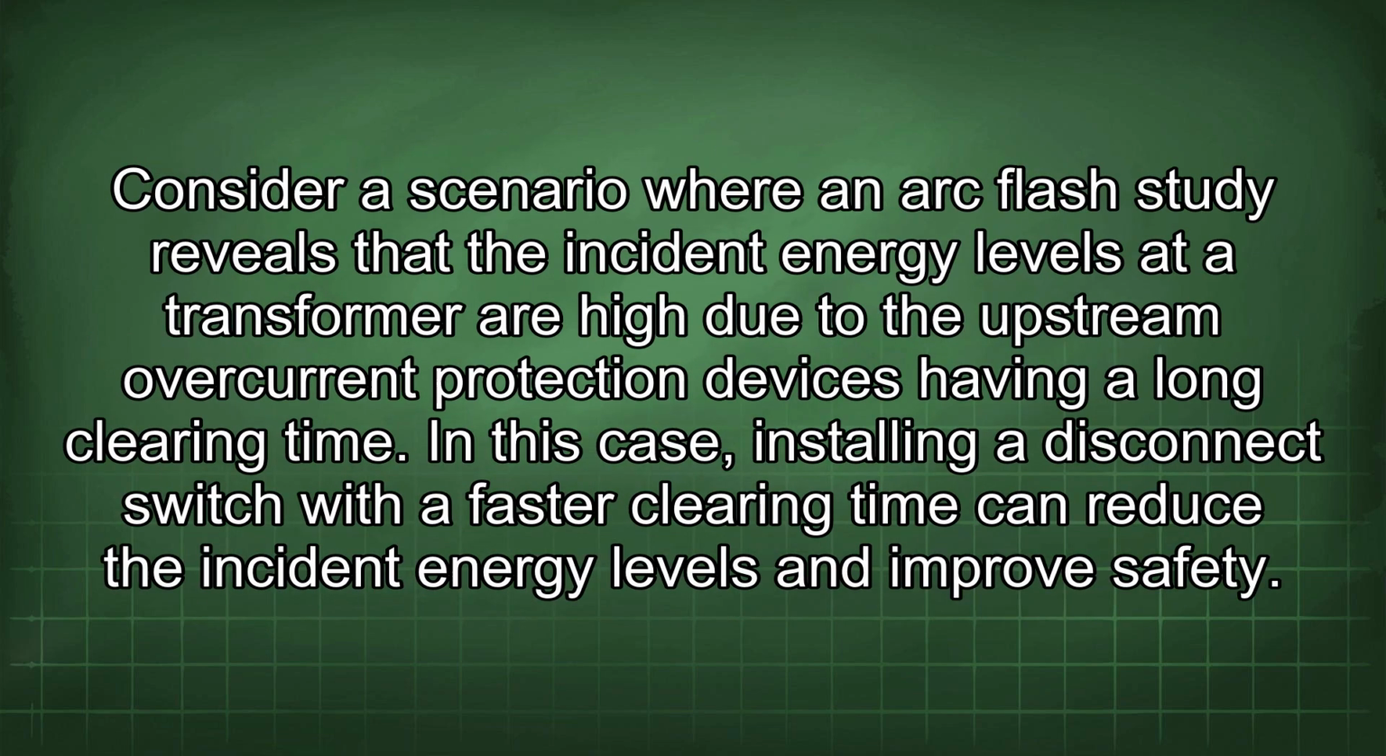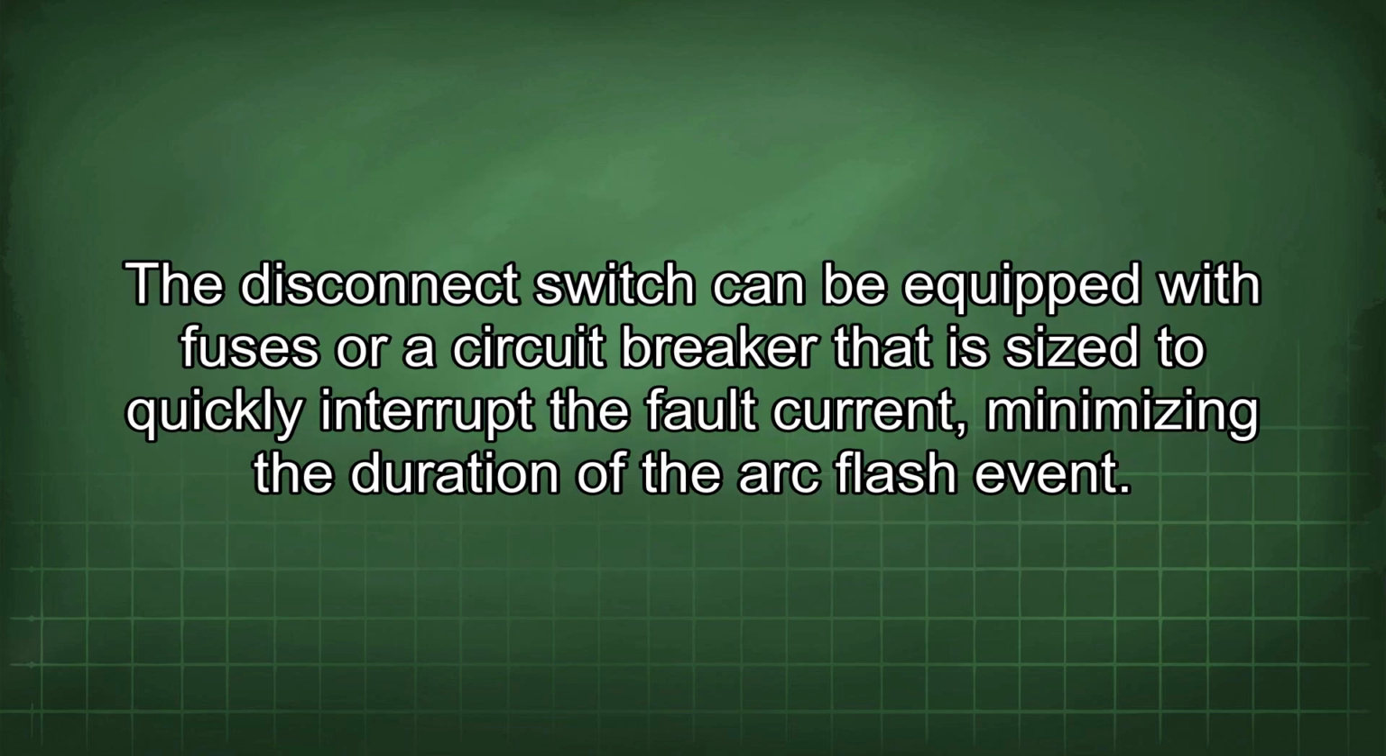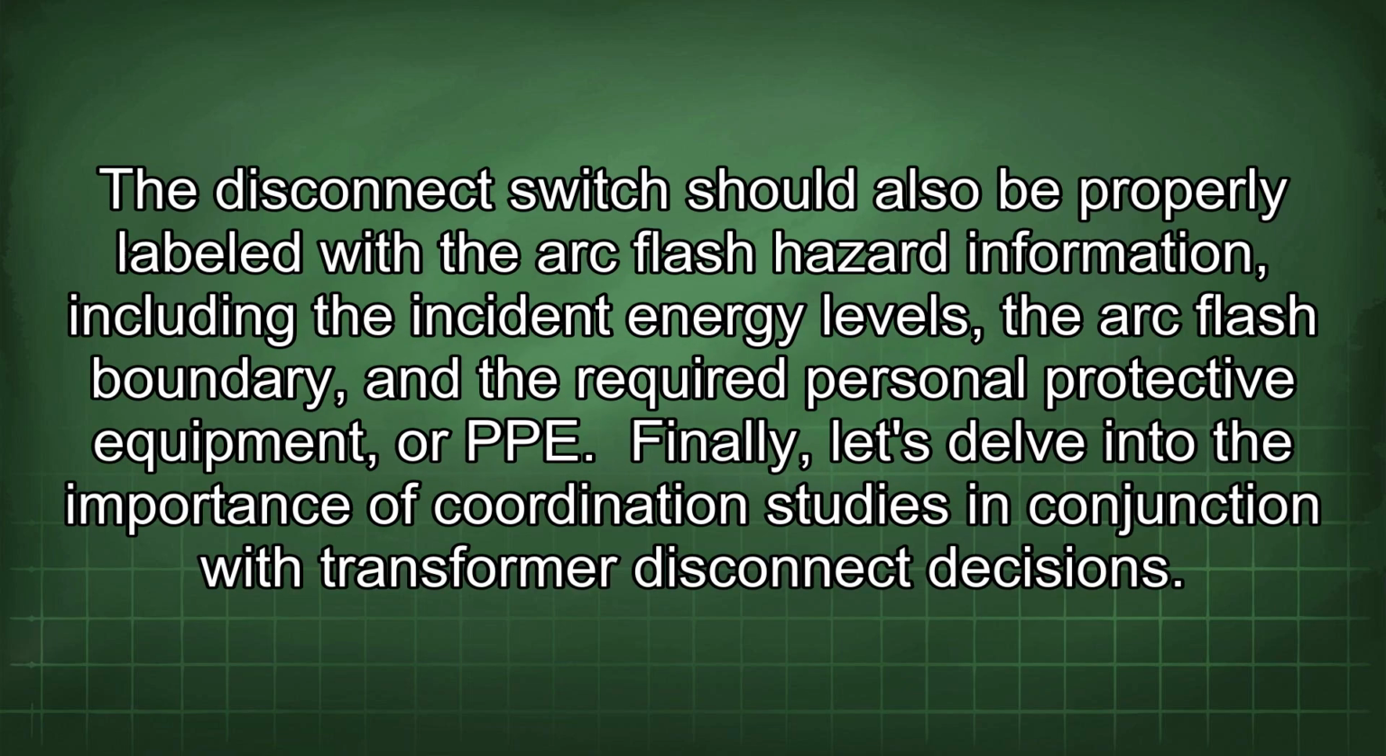Consider a scenario where an arc flash study reveals that the incident energy levels at a transformer are high due to the upstream overcurrent protection devices having a long clearing time. In this case, installing a disconnect switch with a faster clearing time can reduce the incident energy levels and improve safety. The disconnect switch can be equipped with fuses or a circuit breaker that is sized to quickly interrupt the fault current, minimizing the duration of the arc flash event. The disconnect switch should also be properly labeled with the arc flash hazard information, including the incident energy levels, the arc flash boundary, and the required personal protective equipment, or PPE.